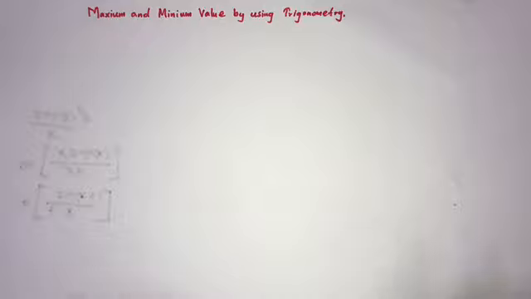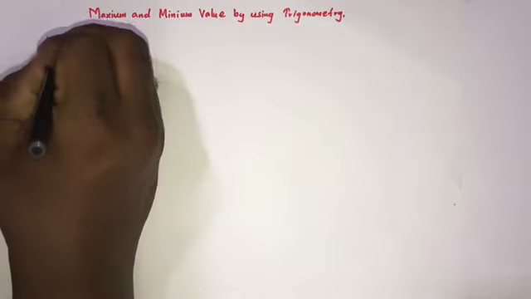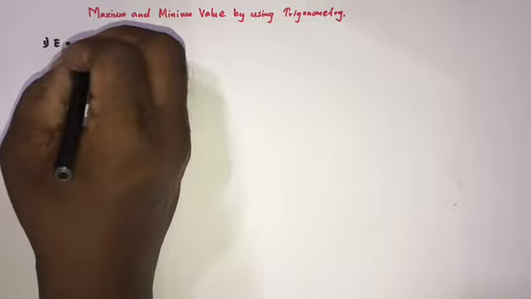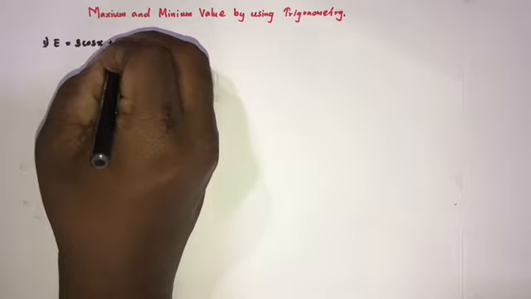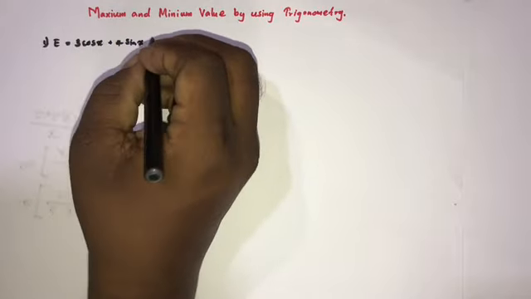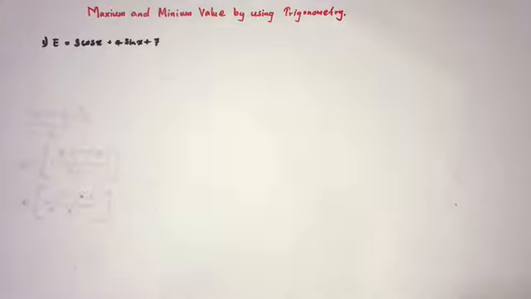Okay, first one: E is equal to 3 times cosine of x plus 4 times sine of x plus 7. In this question, we should find the minimum and maximum value using trigonometry, but we can't use derivatives. Differentiation is prohibited. Okay, now how to evaluate?